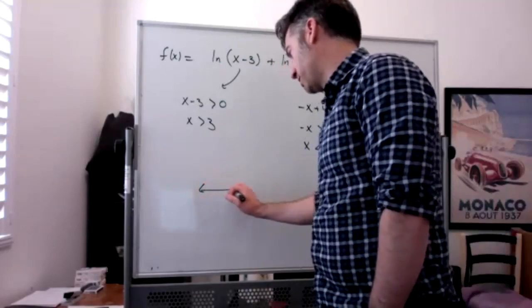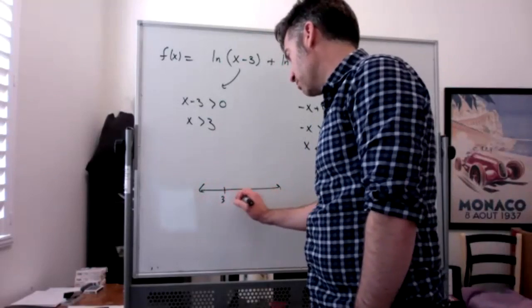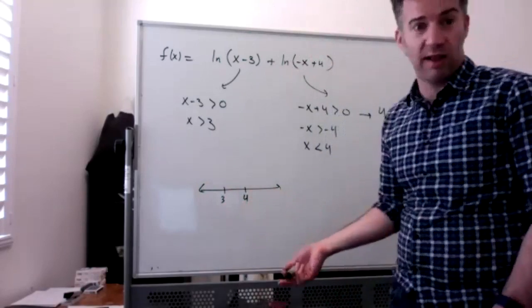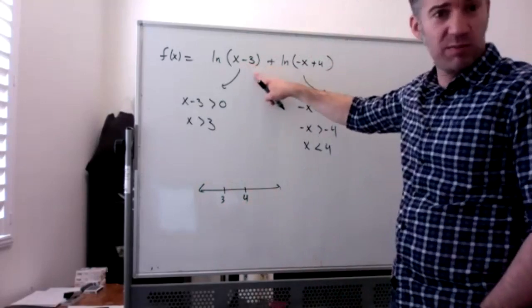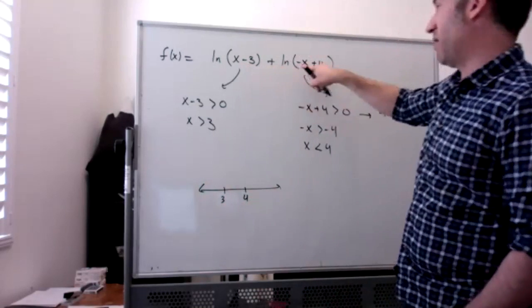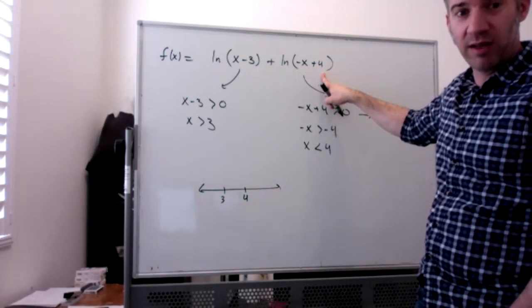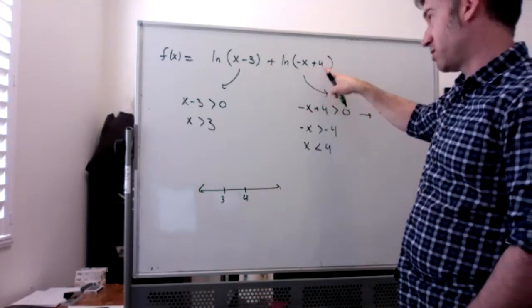I guess what I'm trying to say here is that you have to meet both conditions. You can pick something bigger than 3, like 5. 5 minus 3 is perfectly fine. But if you put 5 in here, negative 5 plus 4 is negative 1. We can't take the natural log of a negative number. So 5 doesn't work here.